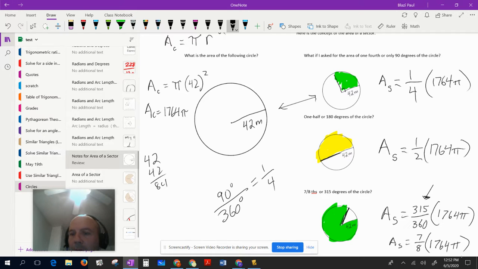Okay, so if I were to do the math on these, what's 1/4 of 1764? What, that's 400. Shoot.